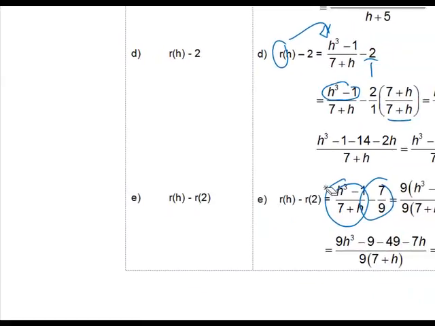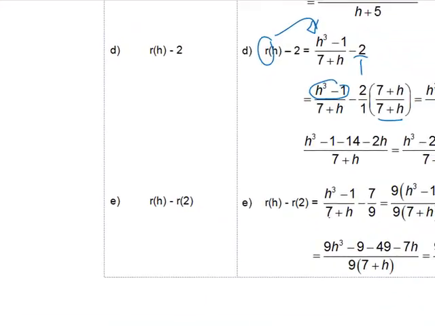So let me just erase these. And if I want to do the common denominator, remember these two are not alike. 7 plus h and 9 are not multiples of each other. They don't share a common factor. And so the common denominator becomes the product of them. So the first fraction has 7 plus h, but it doesn't have the 9. So I need to multiply in the denominator by 9, but remember what I do to the denominator, I have to do to the numerator.